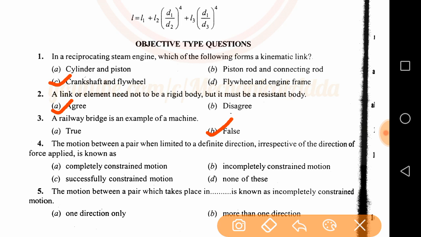The motion between a pair, when limited to a definite direction, irrespective of the direction of force applied, is known as completely constrained motion, incompletely constrained motion, successfully constrained motion, none of these. Option A is correct.